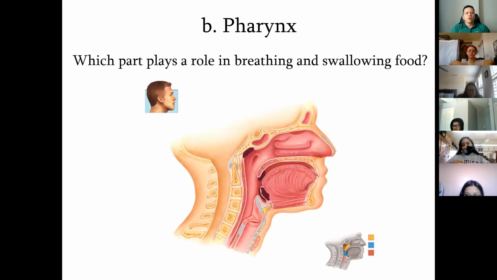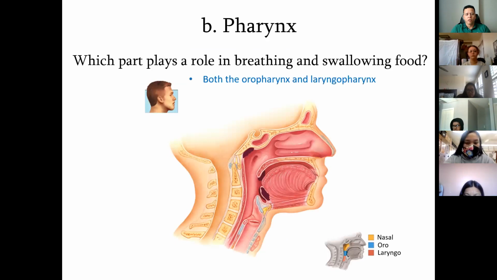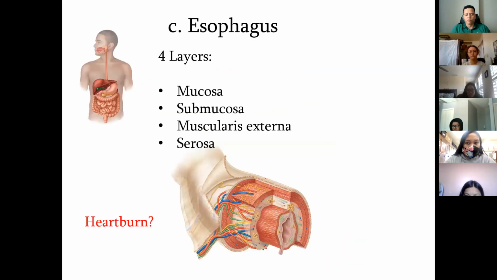Moving on, let's take a closer look at the pharynx. Like I said, the pharynx is subdivided into 3 regions, but only 2 of them are part of the digestive system, only the oropharynx and the laryngopharynx, okay?